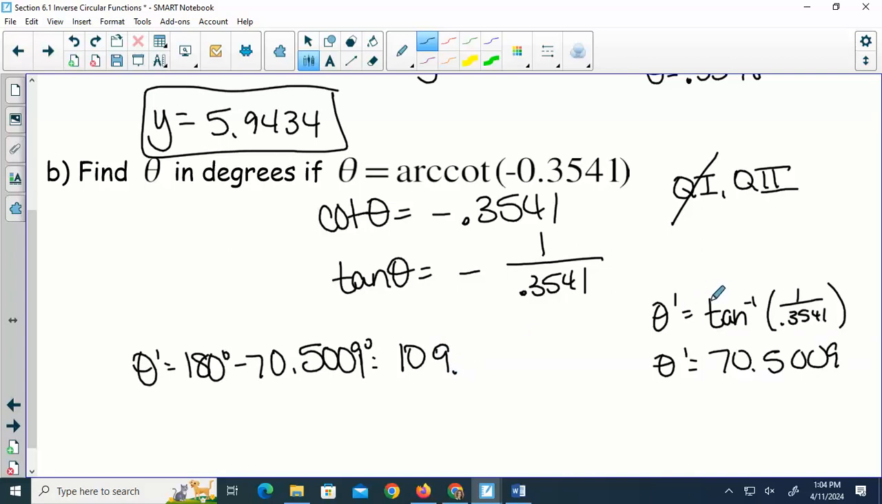Why did you make it positive and turn it into a fraction? Because I was finding my reference angle. So the reference angle is always the positive. If you had typed it in as a negative, you would have actually been given an answer in quadrant 4, which is not the quadrant we want. So always do the positives. That's your reference angle. Put it in the angle you want, or in the quadrant you want. All right.